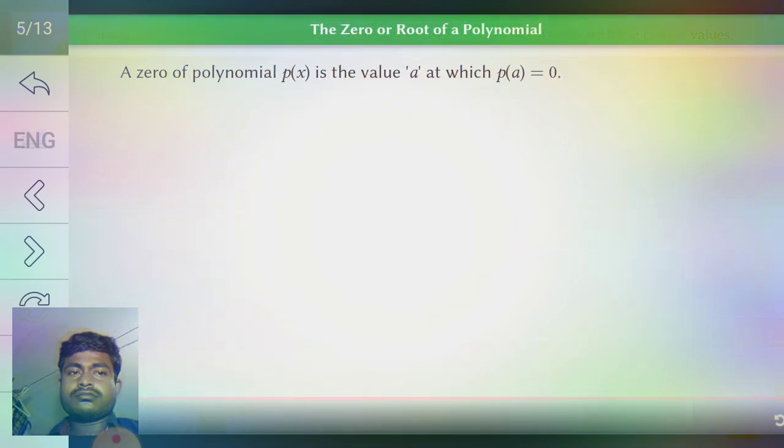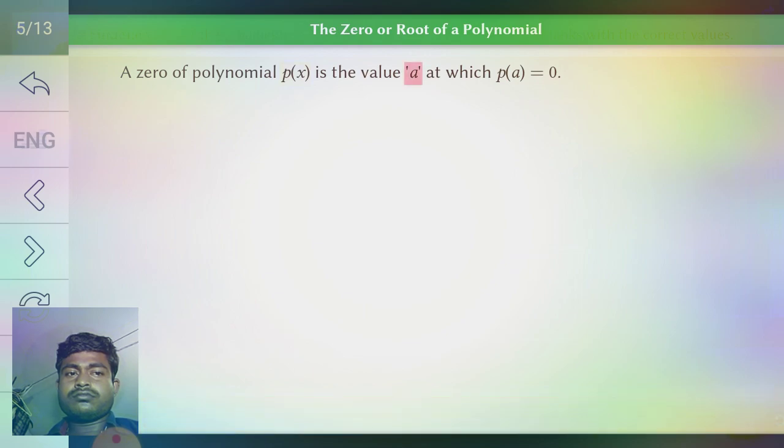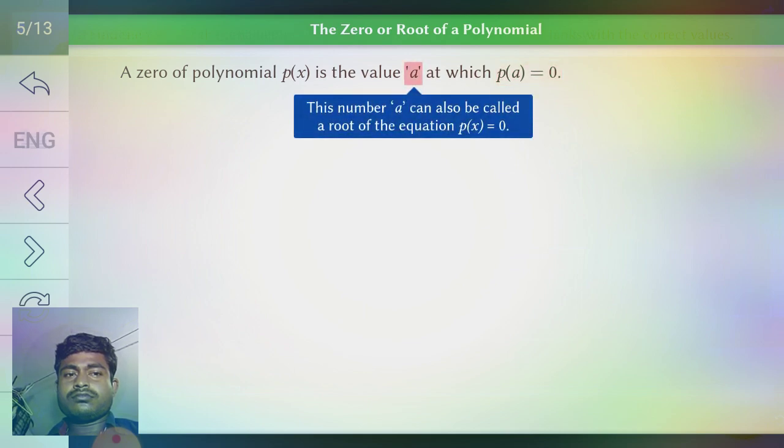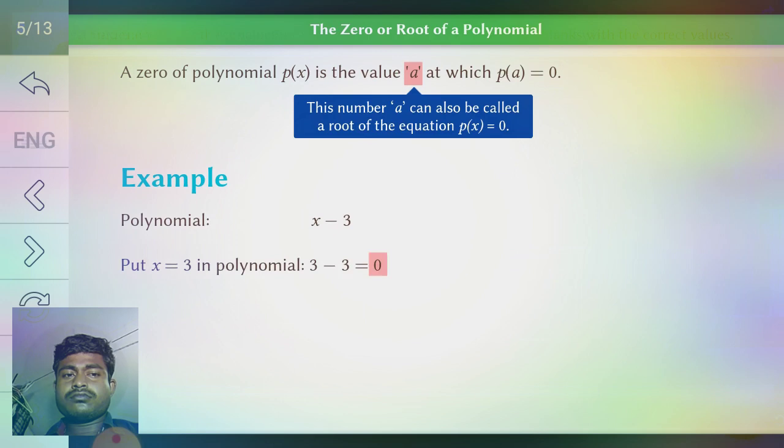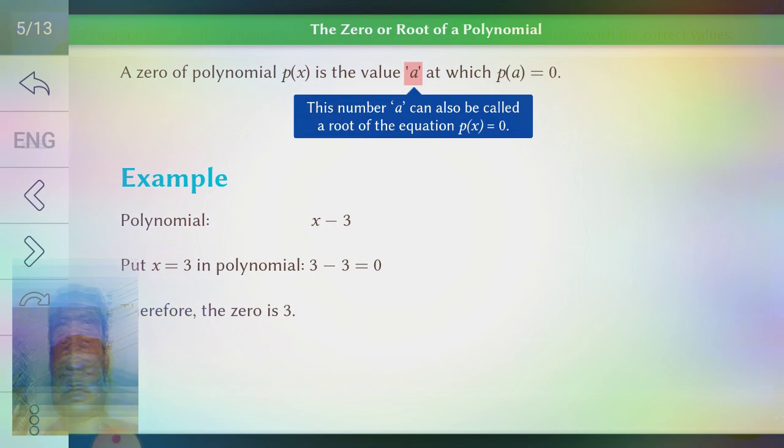A zero of a polynomial p(x) is the value a at which p(a) is equal to zero. This number a can also be called a root of the equation p(x) equals zero. Let's look at an example. The polynomial x minus 3 becomes zero when we substitute x equal to 3. Therefore, the zero of the polynomial is 3.